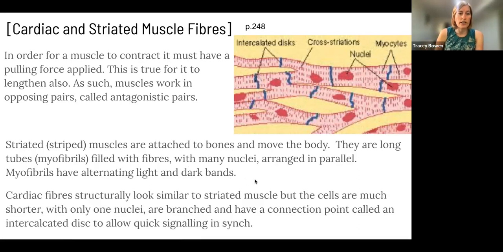Cardiac muscle structurally is a little bit different. It looks somewhat similar to striated muscle, but the cells are much shorter. They only have one nucleus, and they have branching happening with a connection point called an intercalated disc. And this intercalated disc allows for signaling to happen simultaneously and quickly throughout the heart. And so this structure here, the intercalated disc and this branching, allows for cardiac muscle to contract altogether.